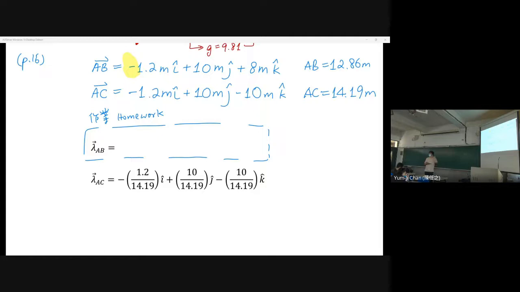Why do we need to get the unit vector of AP and AC? Because these three are, what are these three? Direction cosine, good. This one is cosine theta x, this one is cosine theta y, and this one is cosine theta z. And we will use them later. You can write it down.